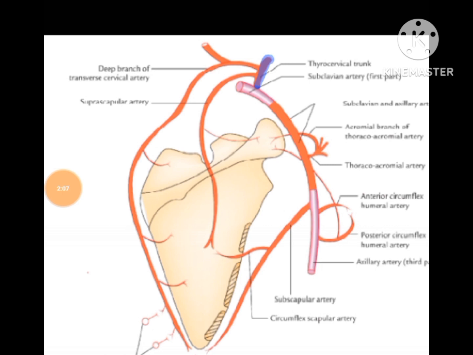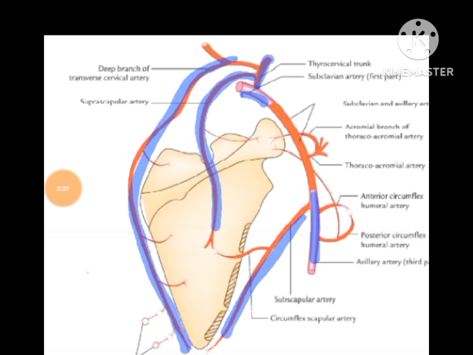It gives two branches: one is the suprascapular artery, which takes part in the anastomosis around the body of the scapula, and this is the deep branch of the transverse cervical artery, which also takes part in the anastomosis around the body of the scapula. These two are branches from the thyrocervical trunk, which is a branch of the first part of the subclavian artery. And there is another branch, the subscapular artery, which is from the third part of the axillary artery, which gives off the circumflex scapular artery, which passes through the cleft between the teres major and minor. This is the circumflex scapular artery.